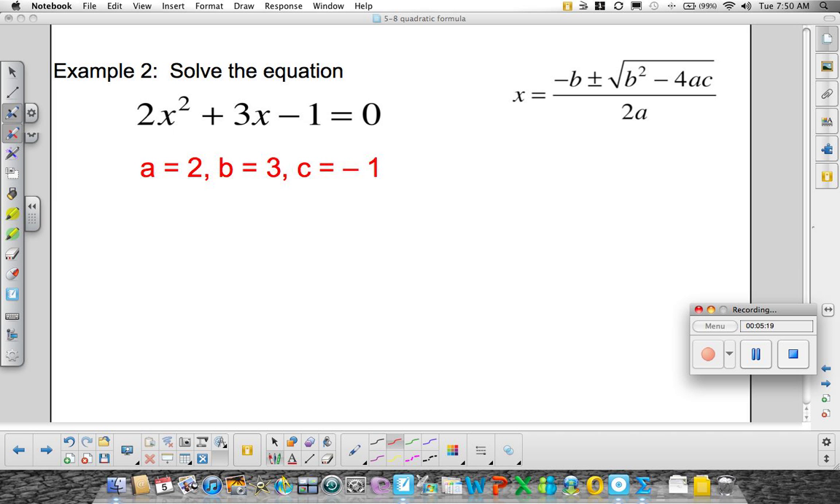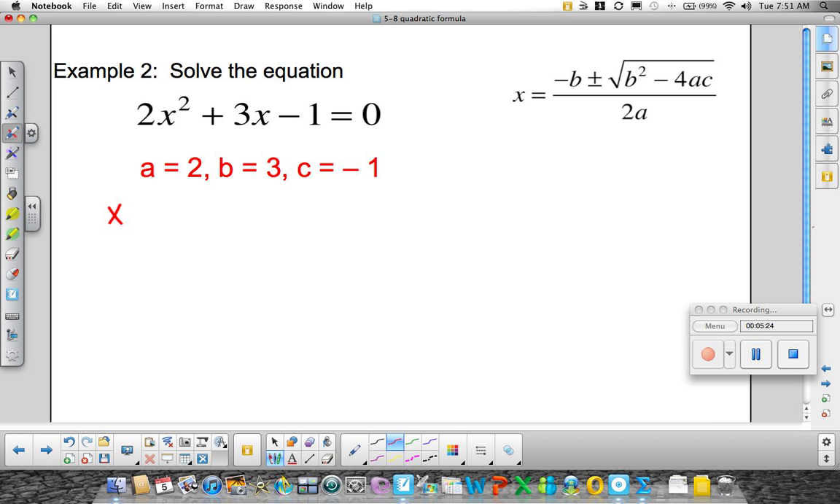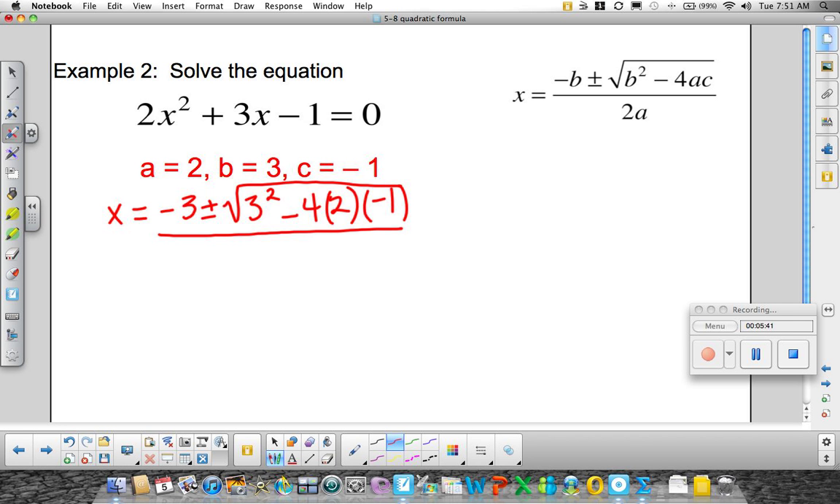let me get a pen that works here. We'll get x is equal to -b, so that would be -3, plus or minus the square root of b squared, so that would be 3 squared, minus 4ac, so that's 4 times 2 times -1, all over 2a, so in this case that's 2 times 2.